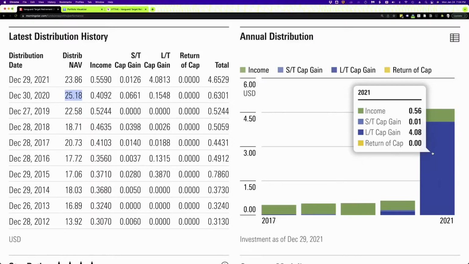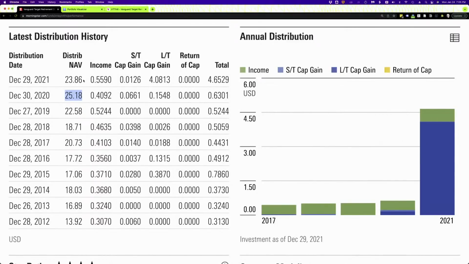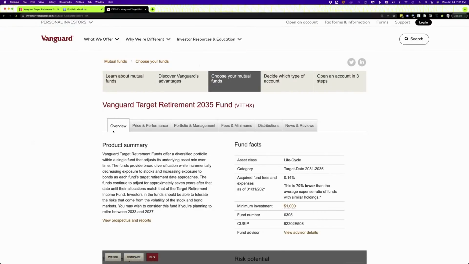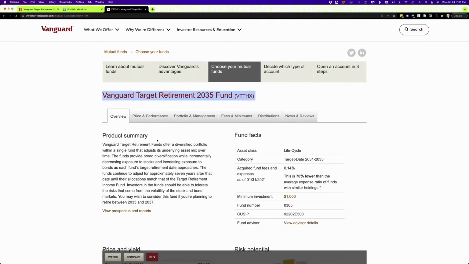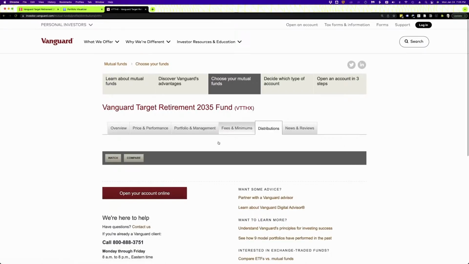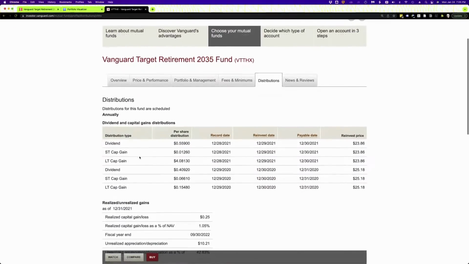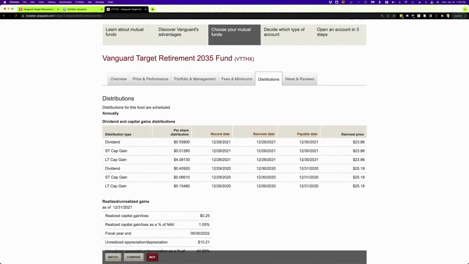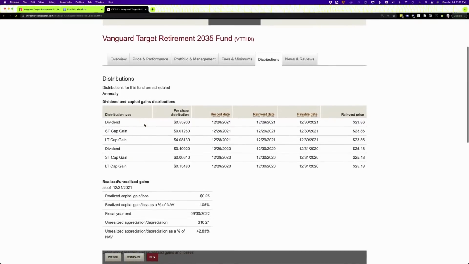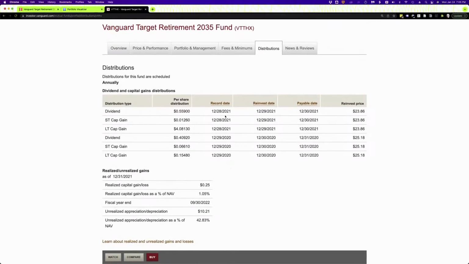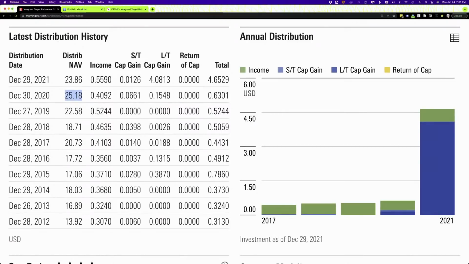disaster for tax purposes. By the way, we can see these distributions on the Vanguard website, and you can do this for Fidelity or Schwab. You would just go to the fund's website and you'll find some kind of tab or link for distributions, and then you can see they break it out. Here are the dividends. Let's see, these first three are all last year. They paid almost 56 cents in dividends. Let's go over to Morningstar. Yep, they got it right.